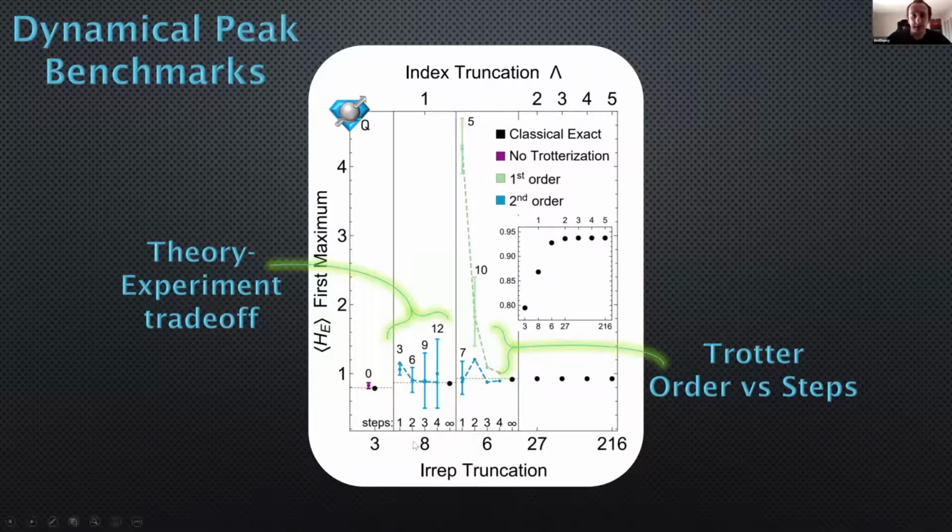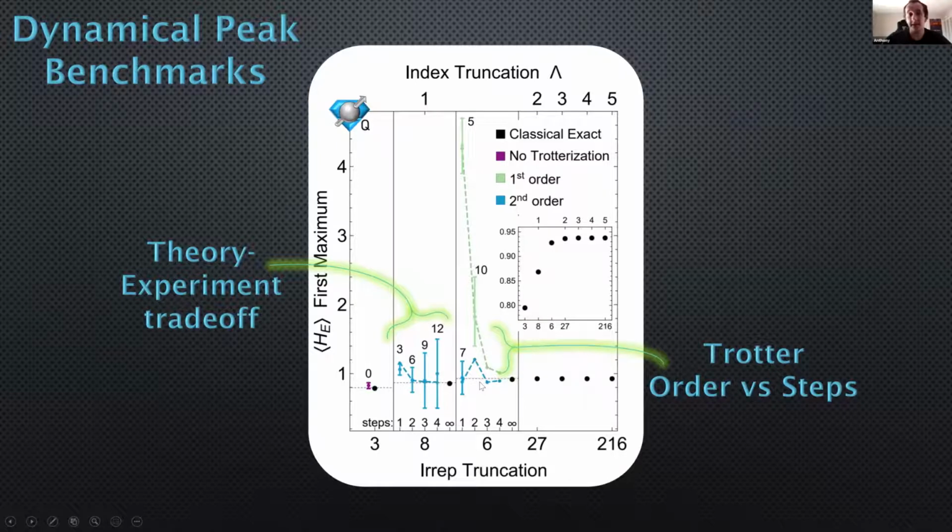And so in this plot here, we have the size of the first peak in the electric energy. Each of these windows shows a different truncation. For truncating at 3, there's very little noise because you can do this all with single qubit gates. And then truncating at 8, we can see what happens as we add more Trotter steps. As we add more Trotter steps, this calculation becomes more accurate, but because of the increased circuit depth, the uncertainty in the calculation becomes wider because of the increased noise.